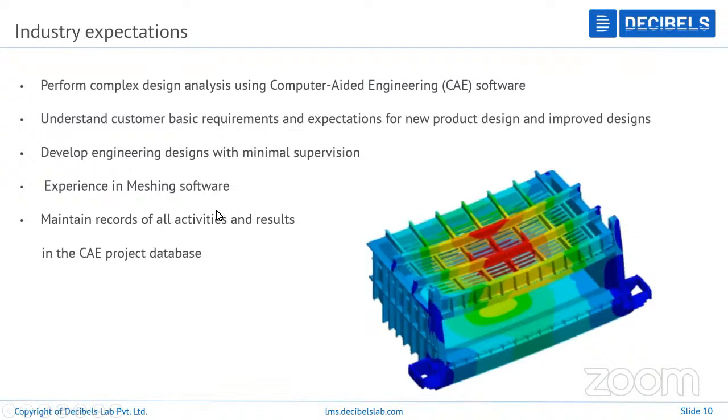Next is experience in meshing software. For CAE, meshing is the main part. So you should know what meshing is, how to do the meshing using the software, and after the meshing, what are the things to be carried out. You should be aware of those things. Maintain a record of all the activities and results in the CAE project database. Once you're done with any work or project, those things are to be recorded.